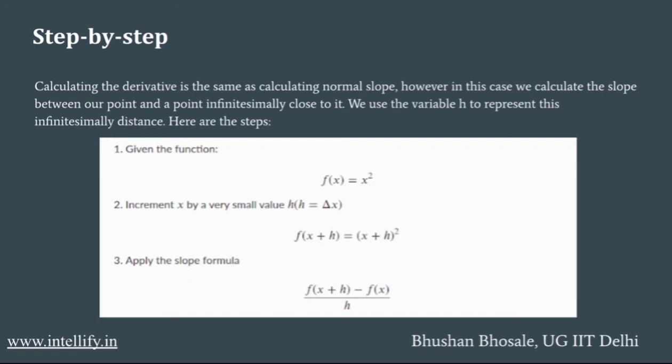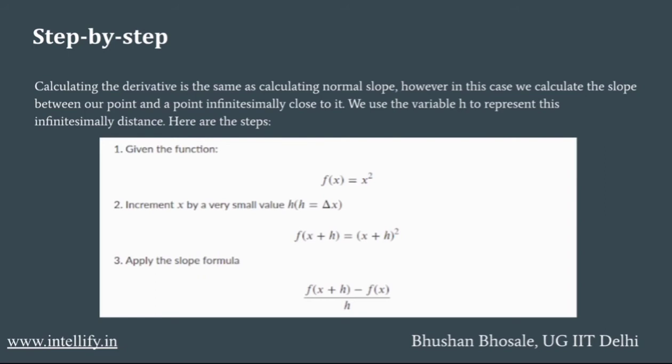Now I'll explain whatever I read. As you know, we can calculate the slope between any two points by the formula y2 minus y1 upon x2 minus x1. So when we have to calculate a slope at a single point, we consider a point that is extremely close to that point. For example, if we have a point (x, y), we consider a point at the x coordinate x plus h, where h tends to 0. The limit of h is 0.